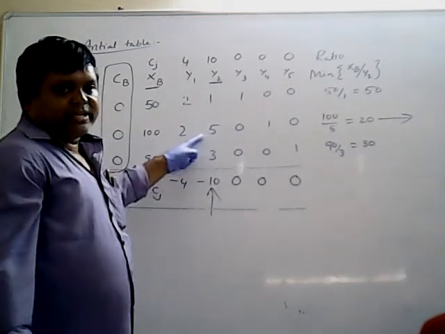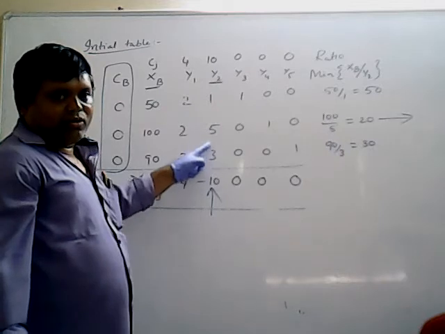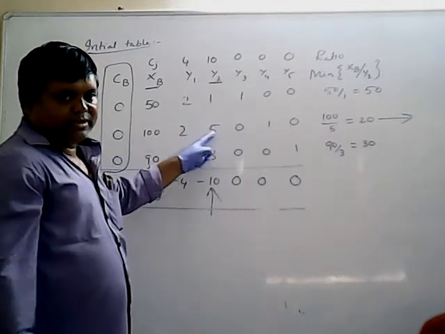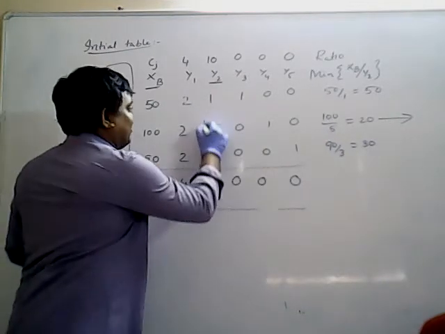What is the common element? Entering column and deleting row. What is the common element? You got 5. So this is called the key element.